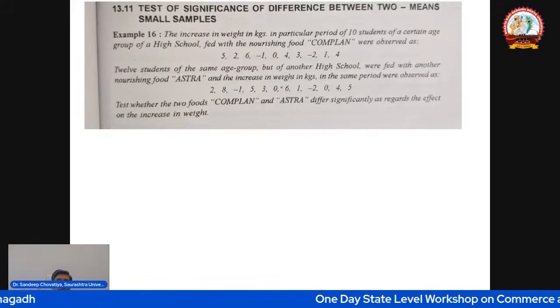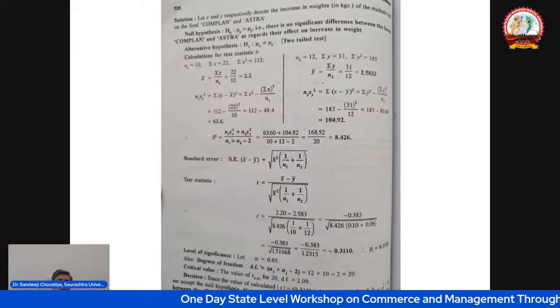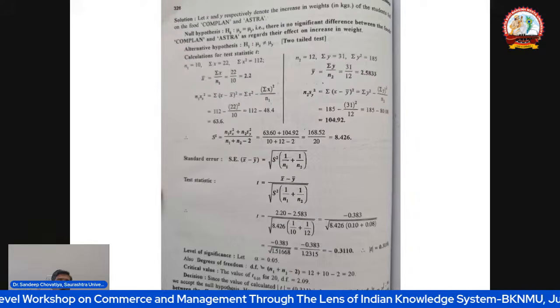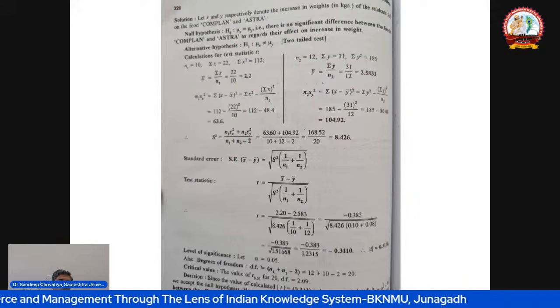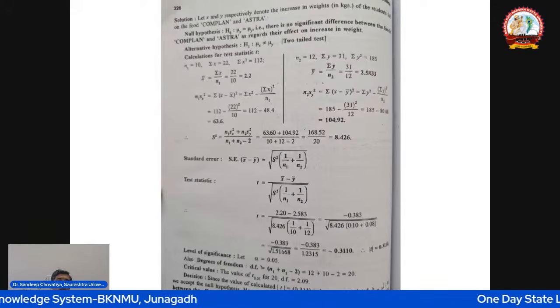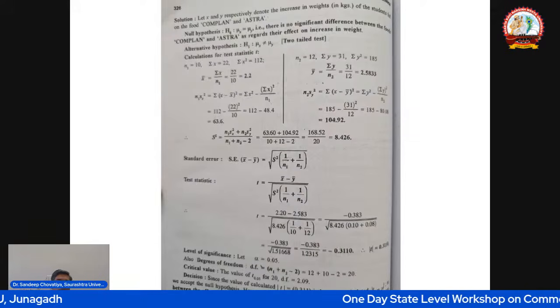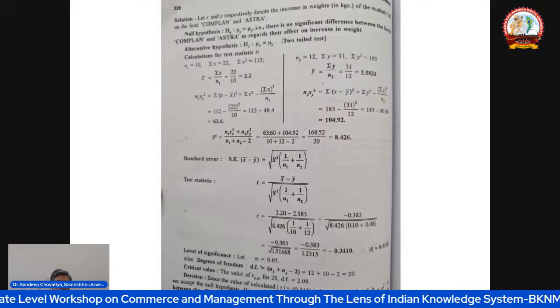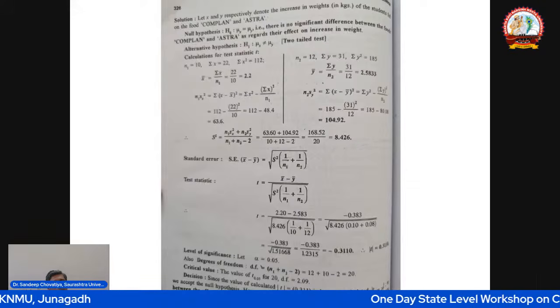તો શું કરીએ છીએ એમાં ભાઈ, સો વર્કિંગ રૂલ્સ અથવા તો જે છે એ સેમ રહેશે. નલ હાઇપોથેસિસ શું આવે છે ભાઈ? H0: mu x is equal to mu y. x જે છે એ આપણે લઈએ છીએ કોમ્પ્લેન માટે, y છે એ એક્સ્ટ્રા માટે. They are not significant, or no significant difference between the foods Complan as well as Extra as regards their effect on the increase in weight when we analyze the things. Okay, ultimately with the help of a specific formula we get the standard error of both the means and we get the test statistic t.